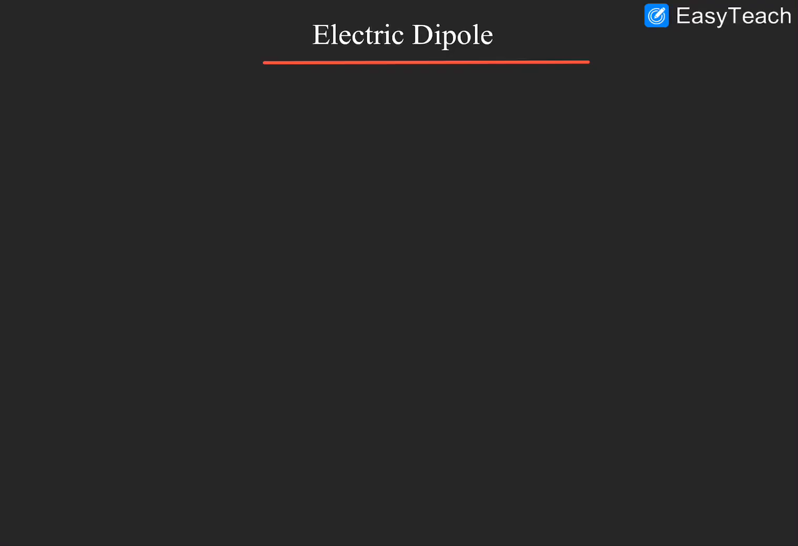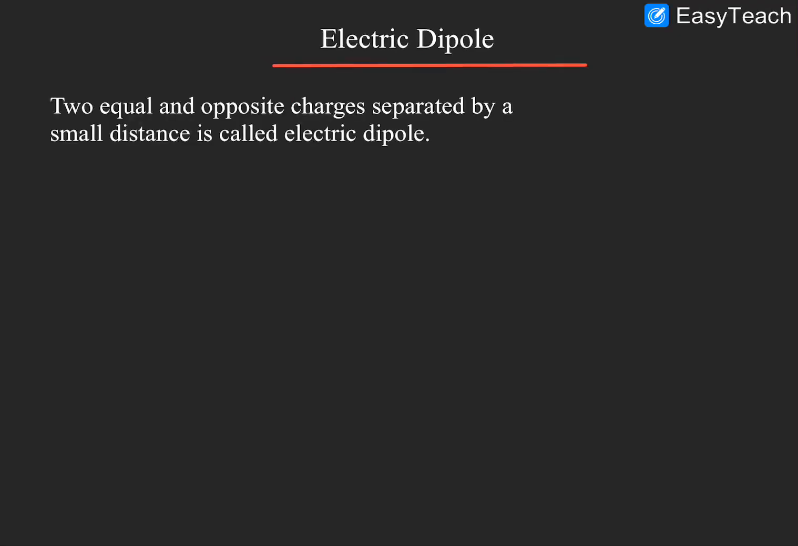In this lecture, I am going to discuss what is meant by an electric dipole and will provide some examples in real life. So this is the definition for electric dipole. Electric dipole means two equal and opposite charges separated by a small distance.